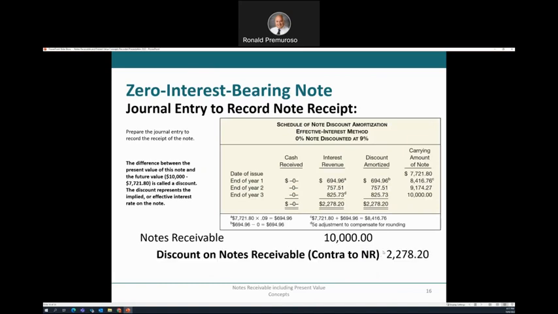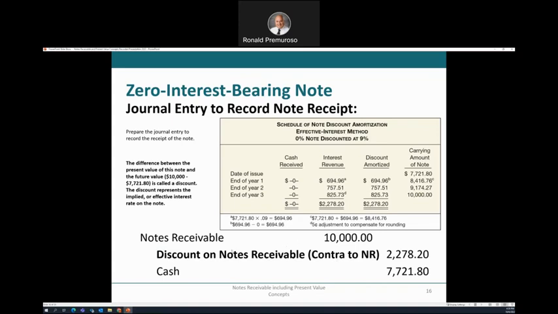And the discount on the note is the difference between the present value of this note, which we just calculated, and the face value of the note, $10,000. So there's the discount on notes receivable. That's a credit at the beginning when the note is issued. So that's a credit balance, and it's a contra account to notes receivable. And finally, the amount of cash which will be transacted in this situation is $7,721.80.